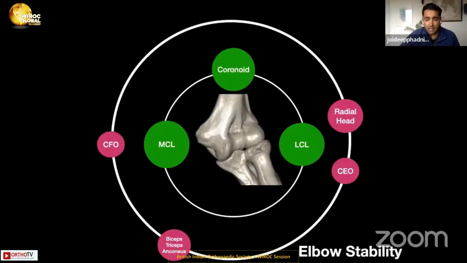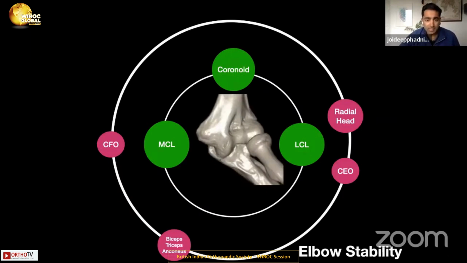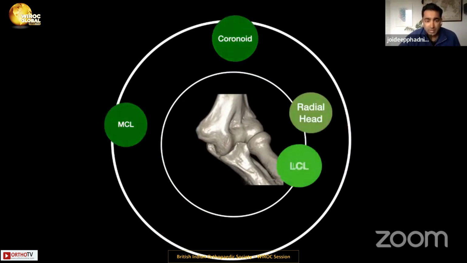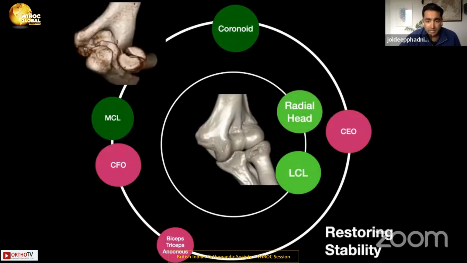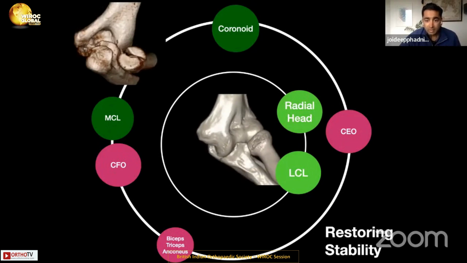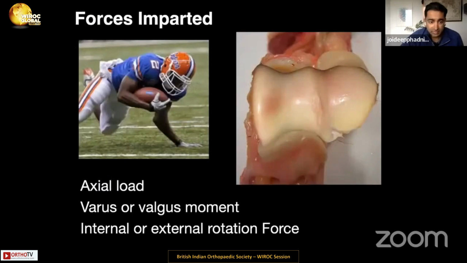We know that the primary elbow stabilizers are the collateral ligaments and the coronoid, but as Anand just pointed out, in an injury where the MCL is injured, the radial head becomes an important secondary and primary stabilizer to restore stability, and we have to respect these bony and soft tissue stabilizers when we're fixing these injuries.